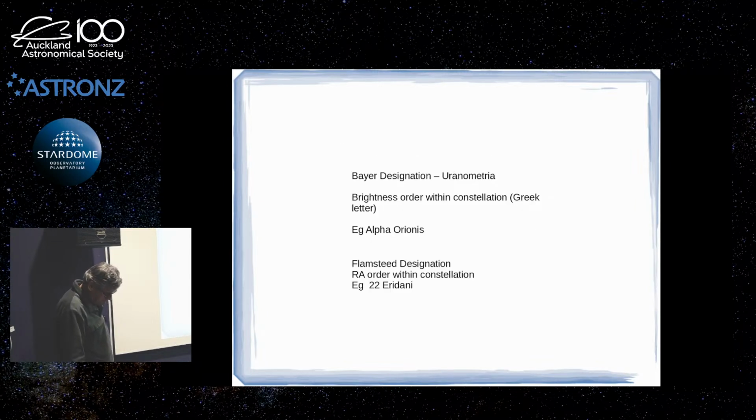Okay, I mentioned the way the Bayer designation worked, brightness order within a constellation by Greek letter, and the Flamsteed system, which was just numbered in right ascension order within a constellation. For example, 22 Eridani. And this is one of these genitives, so the constellation is Eridanus, but we refer to stars as Alpha Eridani, 22 Eridani, that kind of thing.